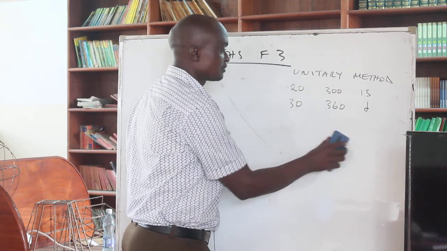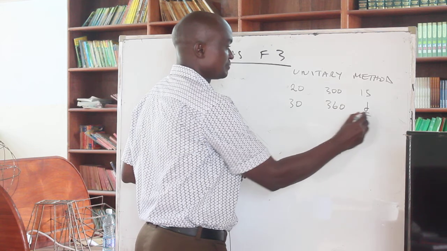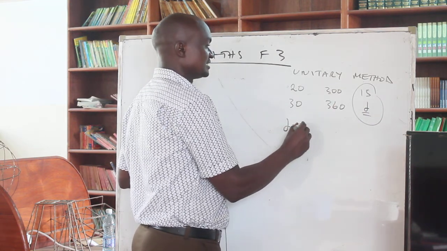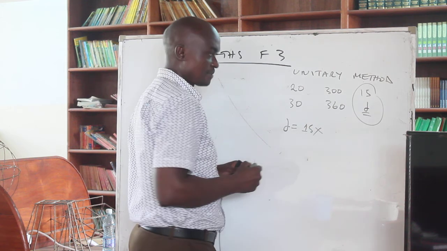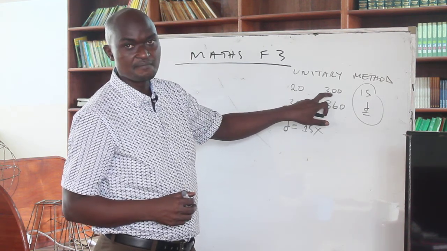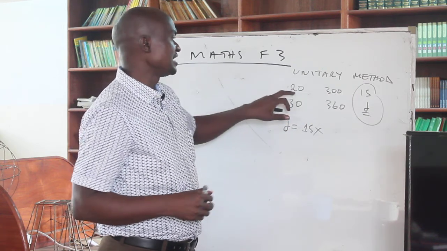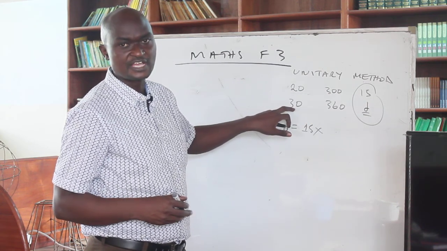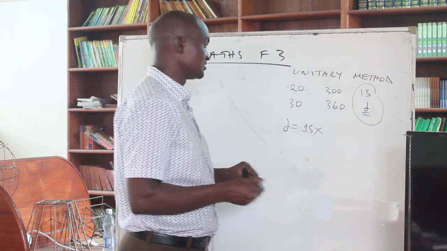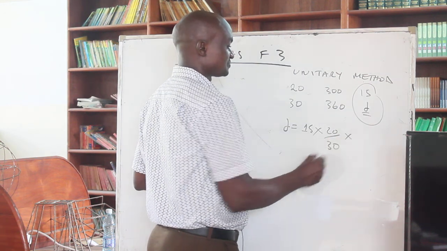Now, rather than working it out like that, let's go ahead and work it out very simply so that we can finish it up. We're looking for the number of days. So the number of days should be 15 multiplied by. Okay, we have 20 men, they dig 300 meters. They take 15 days. If we increase the number to 30, we increase the number of people, that means they will take less days. So we multiply by a proper fraction, it will be 20 over 30.